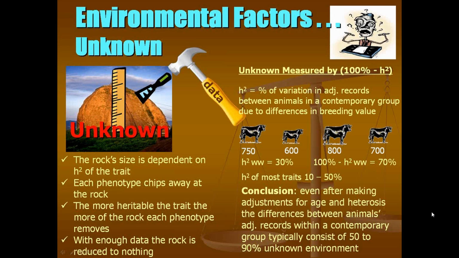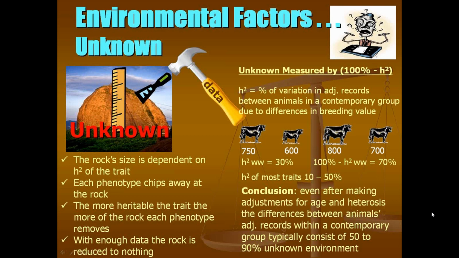Okay, and that is if we get enough data, and of course that's only on highly evaluated AI sires that have an accuracy of 1. The reason they have an accuracy of 1 is the unknown has gone down to 0, and we can see the animal's breeding value as clear as day. Okay, and that is regardless of a highly heritable trait or a lowly heritable trait. It just means with a lowly heritable trait, it takes more data.